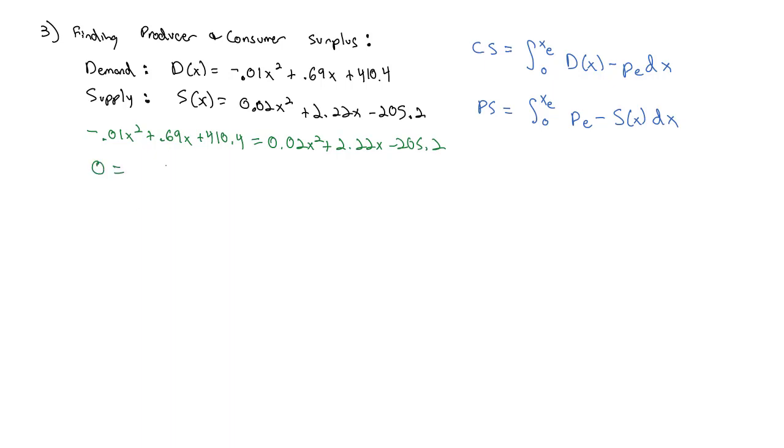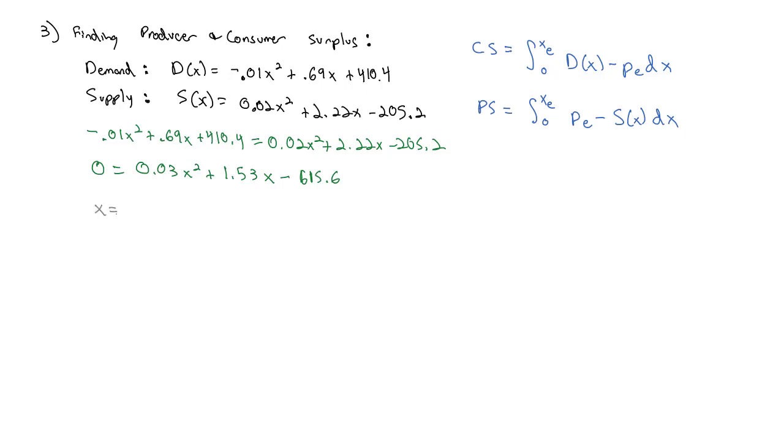We're going to make the equation equal to 0 by adding the 0.01 to both sides. When I do that, I'm going to get 0.03x squared plus 2.22x, subtract the 0.69x, and we'll end up with 1.53x minus, we've got the negative 205.2, and we're going to subtract the 410.4, and that's going to be 615.6. Lots of ways we can solve this.